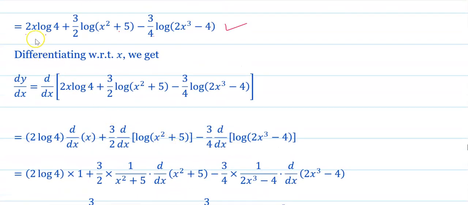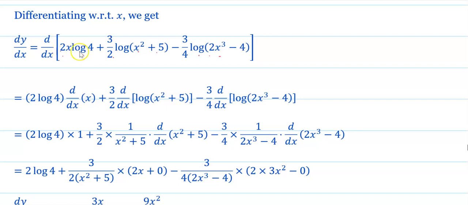Now the derivative of 2x log of 4, where log of 4 is a constant. Therefore, d/dx of 2x log of 4 plus 3 by 2 log of x square plus 5 minus 3 by 4 log of 2x cube minus 4. Now 2 log of 4 is a constant. The derivative of x is 1. That is 2 log of 4 into 1, plus 3 by 2 as it is, log of x square plus 5.